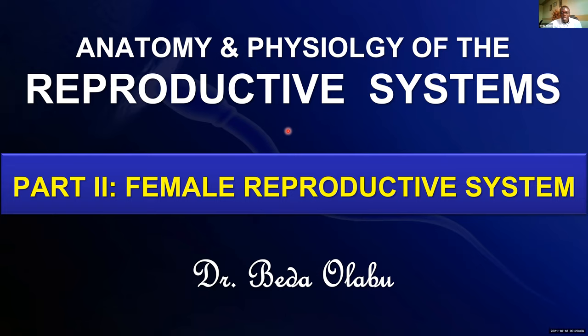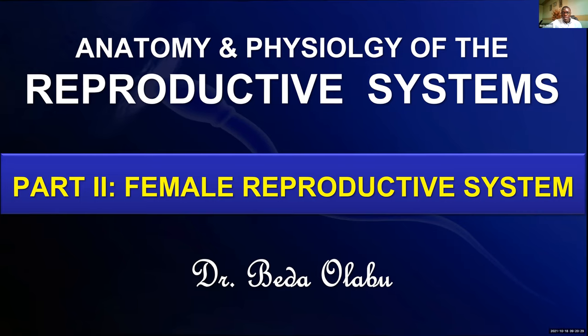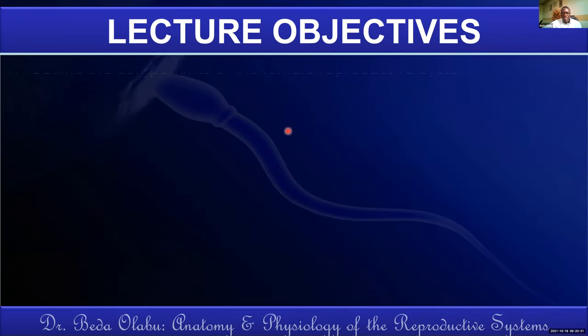So in this lecture of female reproductive system, we largely focus on the anatomy and physiology of the female reproductive system in the absence of pregnancy. So that non-gravid state is what we focus on largely. And this will be our objective in this class.